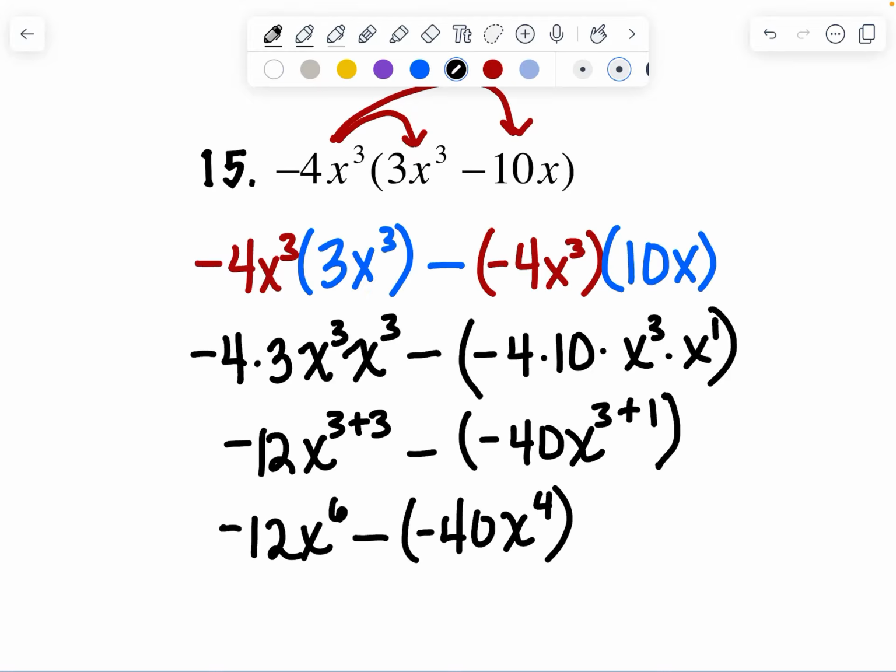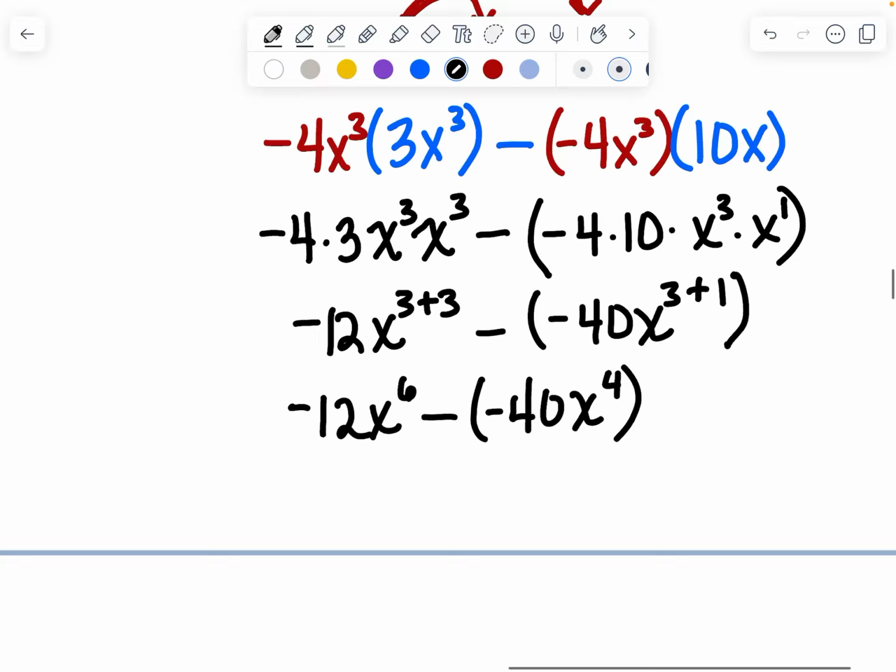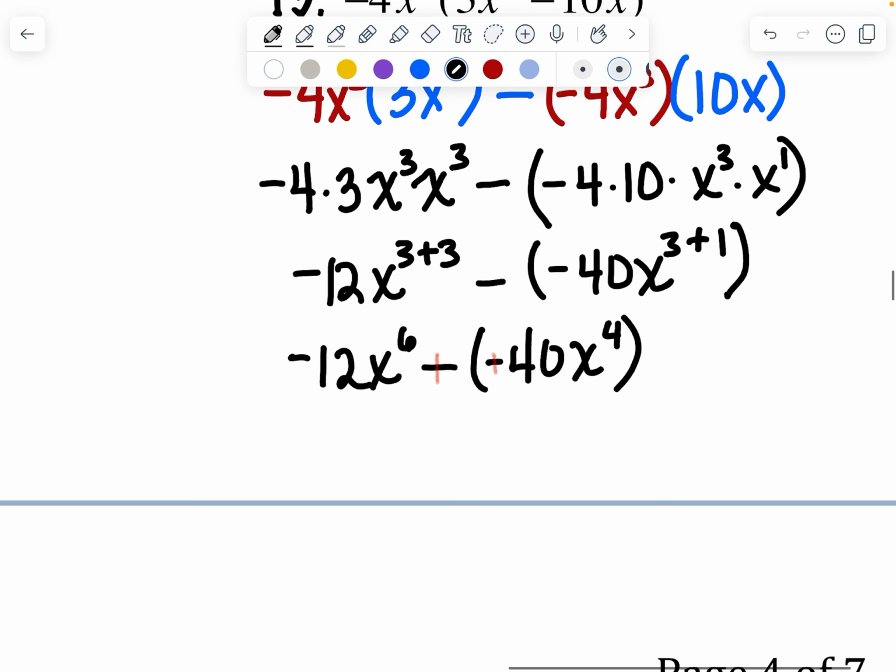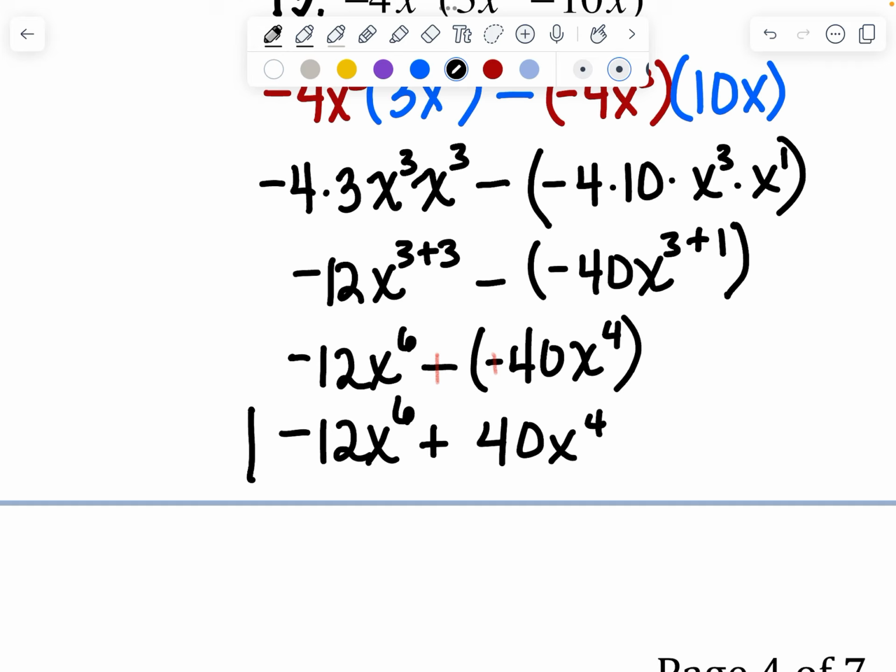So those are not like terms. They don't have the same variables. So what we're going to do is we're just going to rewrite it as a sum. And you know that when you have minus a negative, then that's going to be negative 12x to the 6th power, and then that's going to be plus 40x to the 4th, okay?